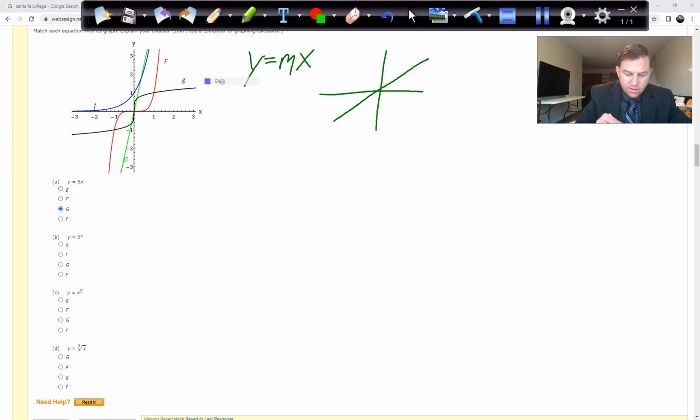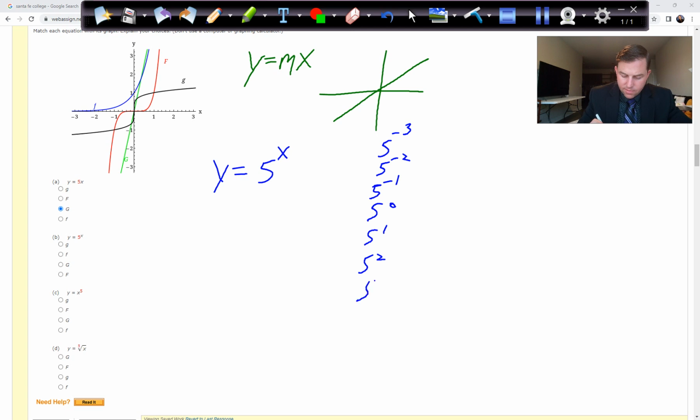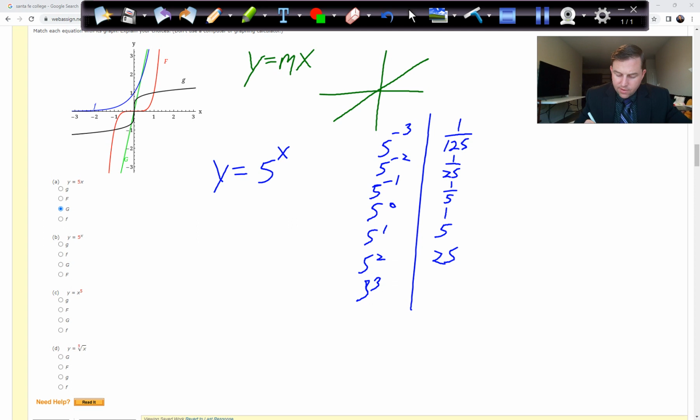Okay, now 5 to the x, that's an interesting one. If you have y equals 5 to the x, let's just pick some x values. You get 5 to the minus 3, 5 to the minus 2, 5 to the minus 1, 5 to the 0, 5 to the 1, 5 to the 2, 5 to the 3. So our x values are negative 3, negative 2, negative 1, 0, 1, 2, and 3. 5 to the minus 3 is 1 over 125, a really small number but not 0. 5 to the minus 2 is 1 over 25, small number not equal to 0. 5 to the minus 1 is 1 over 5, anything to the 0 is 1, anything to the 1 is itself, 5 squared is 25, and 5 to the third is 125.